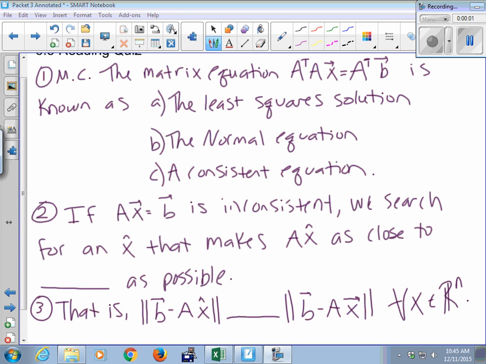Okay, so the matrix equation A transpose AX equals A transpose B is known as what? The normal equation, or the normal equations, yeah. Good.